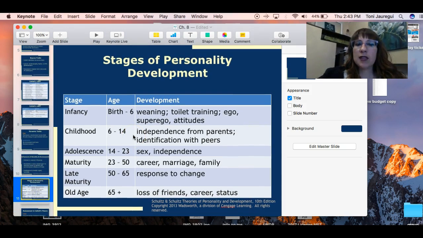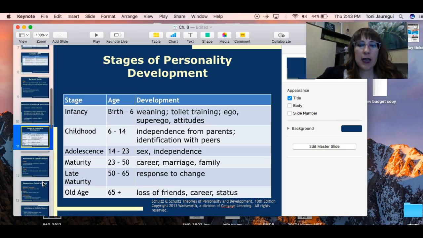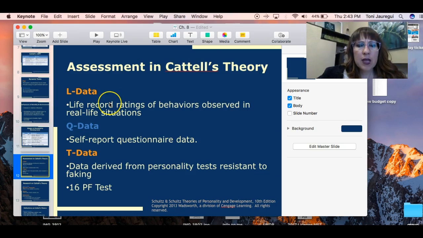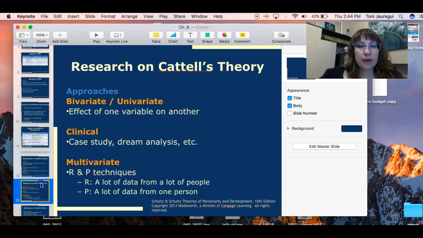So he too had a stage of development, personality stage of development, just like everyone else that we've learned about thus far. And again, you may agree with some of these or not, but these were his thoughts. So his assessment: the L data, life record; the Q data, self-report questionnaires; and the T data, which was derived from personality tests resistant to faking. So there's no way to fake a certain way, kind of like what we've talked about with the MMPI.